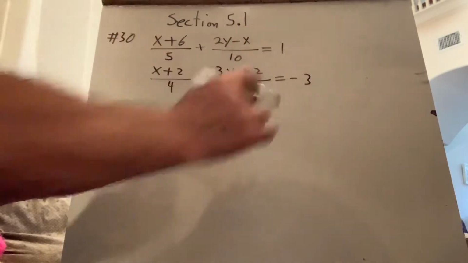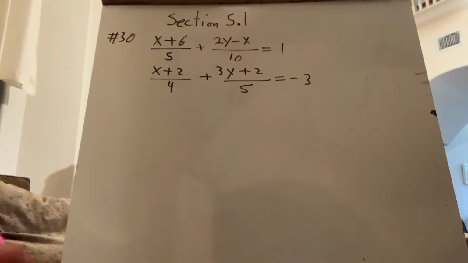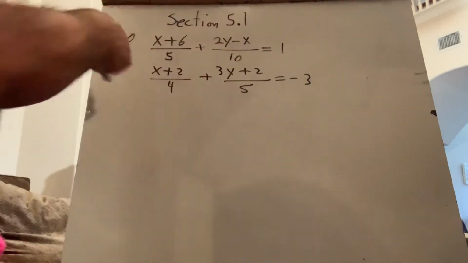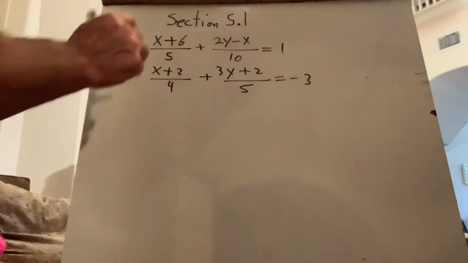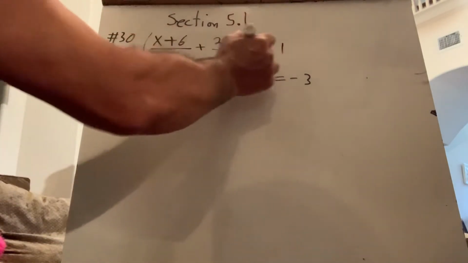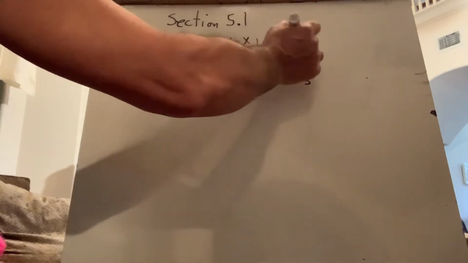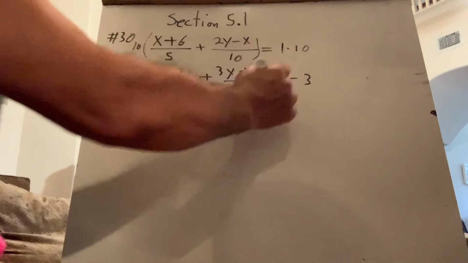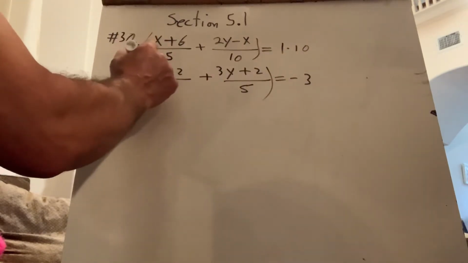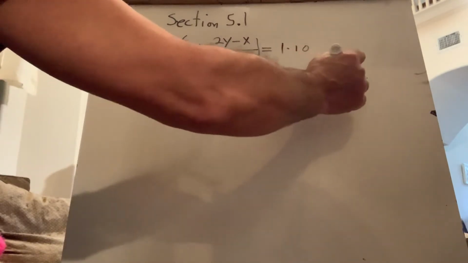Okay, so the idea is again the same as the last two problems. We're going to remove all the denominators. So the LCD between 5 and 10, of course, is 10. So we multiply the two sides by 10. Also, the LCD between 4 and 5 is 20. So in this case, we multiply both sides by 20. And this is again just to remove the fractions, okay?